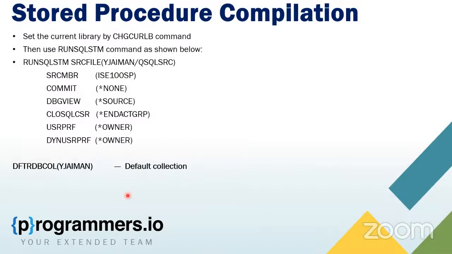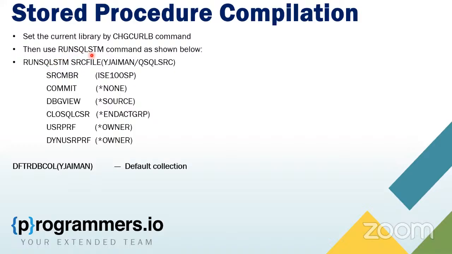Now, how can you create or compile a stored procedure? We have just defined the source. How can you compile that? Whenever you are going to compile a SQL source, firstly set your library as the current library. Why I am saying that, I will tell you. Using the RUNSQLSTM command, you can compile your SQL source.